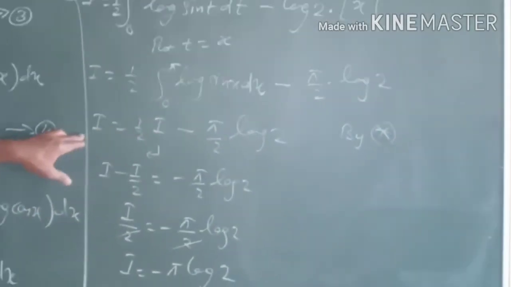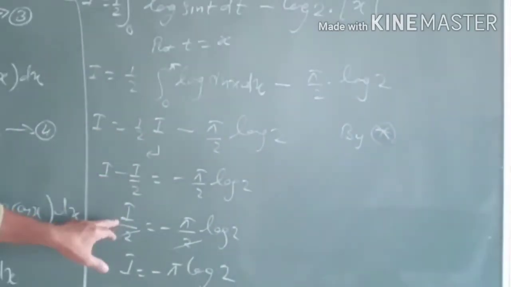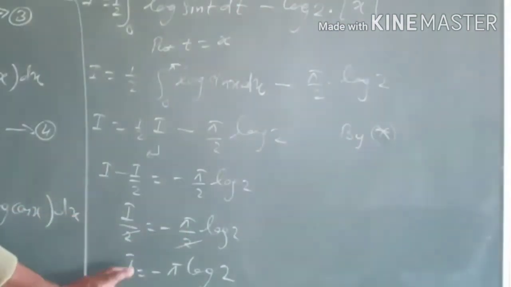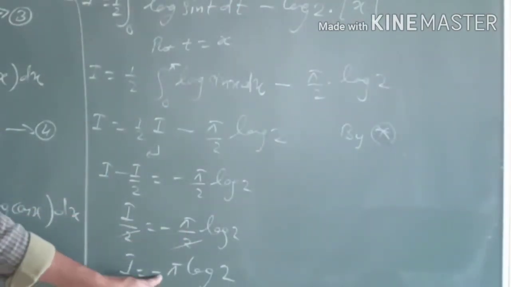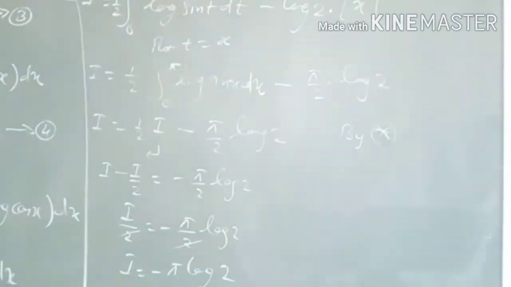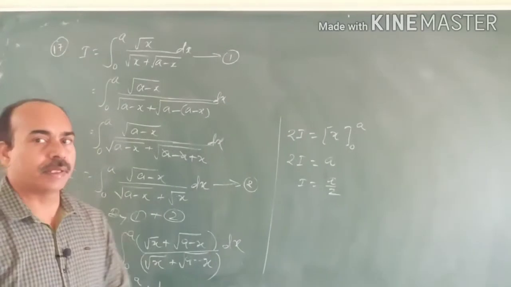Transfer I by 2 to the left side, so I minus I by 2 is I by 2, and the 2 cancels out. So your answer is I equals minus pi log 2, which is just double of example number 36.